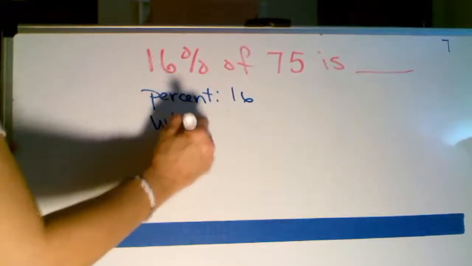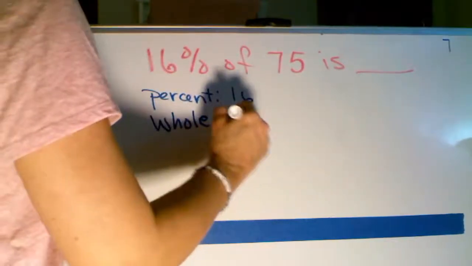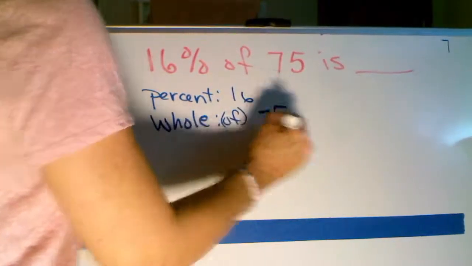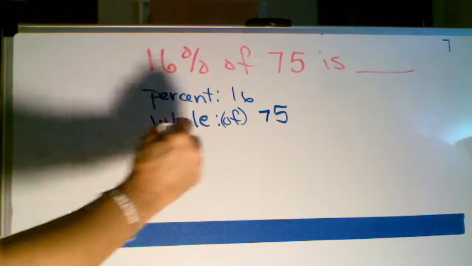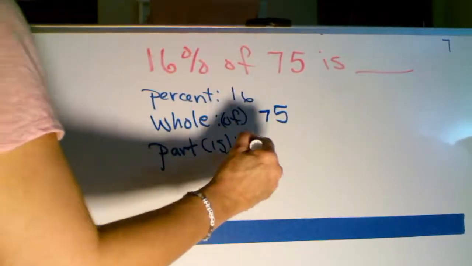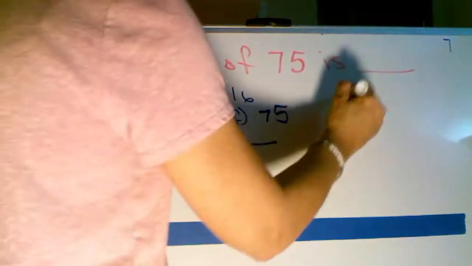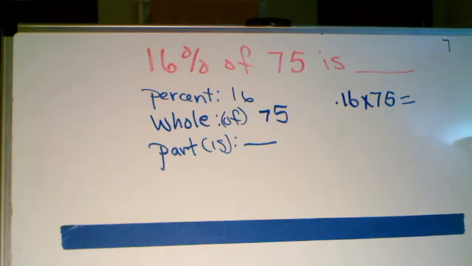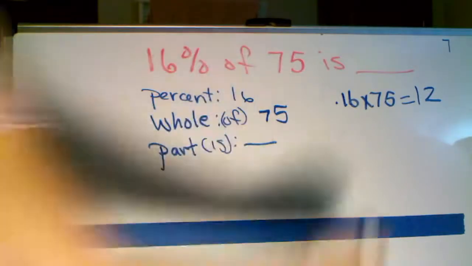The whole amount is easy to find because it's the one with the of. So whenever you see the word of, that tells you it's the whole, and that's 75. The part and the whole together make a fraction. The part is the one with the is, and in this case, it's the blank. We don't know what the part is. So we have the percent, the whole, and the part. Our equation would have been 0.16 times 75, and when we multiply 0.16 times 75, we get 12. So we know that 16% of 75 is 12.